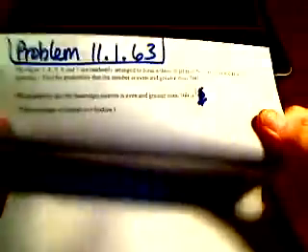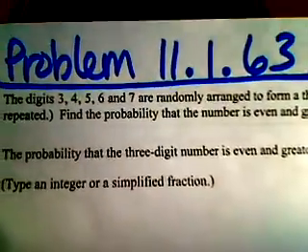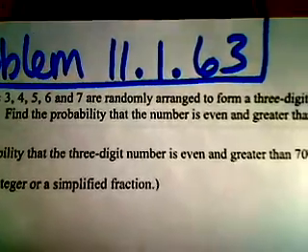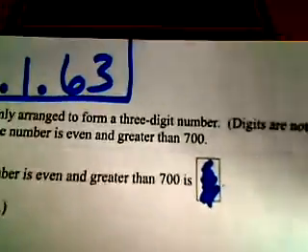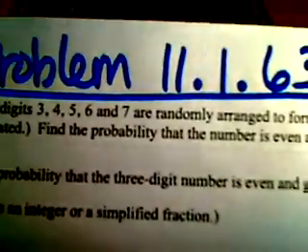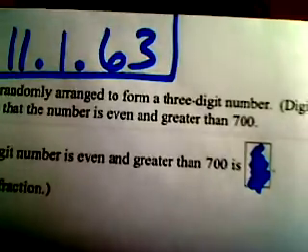Okay, so this is problem 11.1.63, and it says the digits 3, 4, 5, 6, and 7 are randomly arranged to form a 3-digit number, and they're telling us that digits are not repeated, and they want us to find the probability that the number is even and greater than 700.